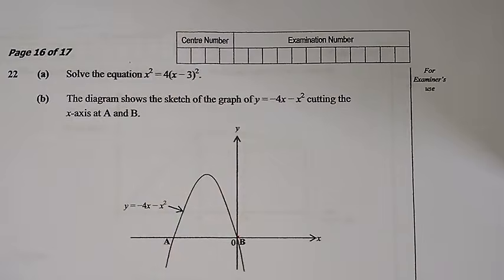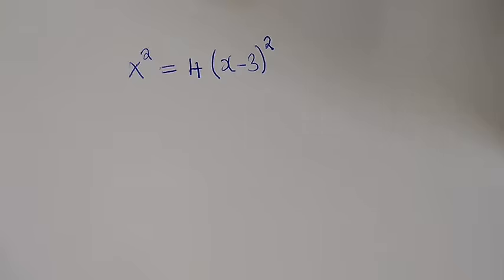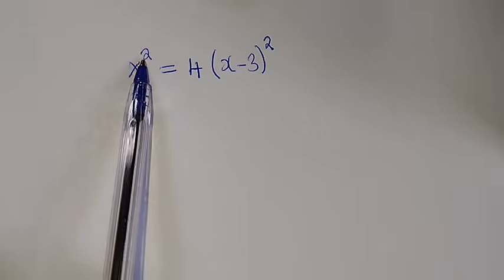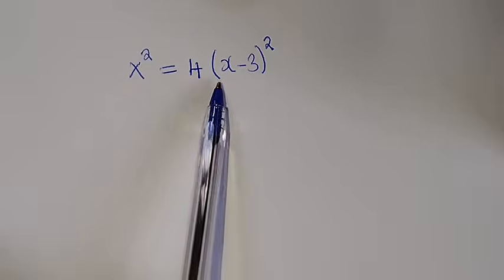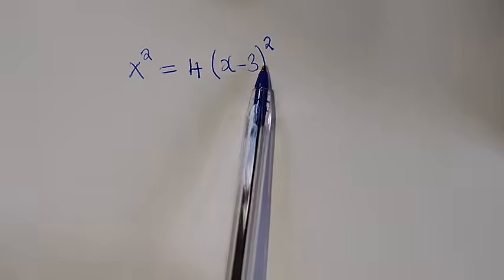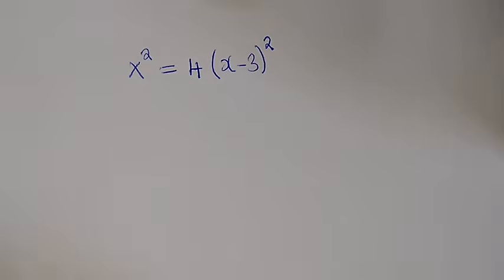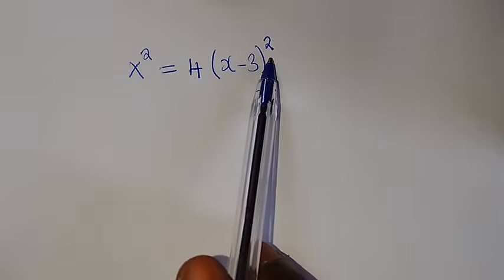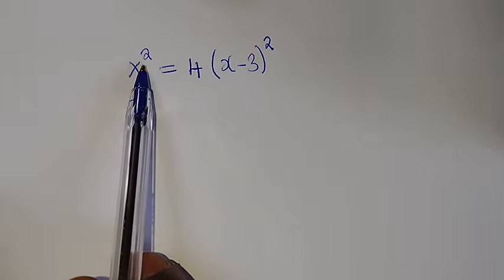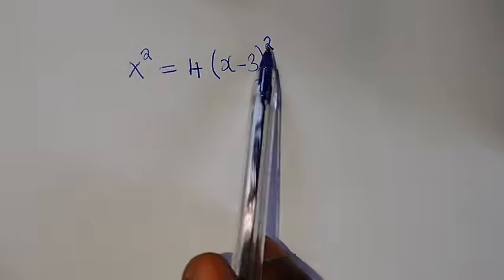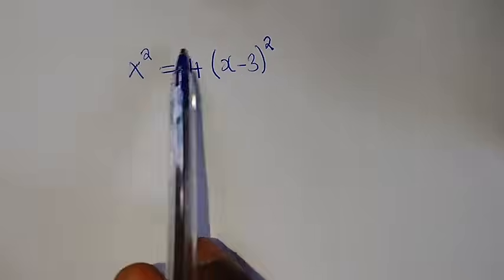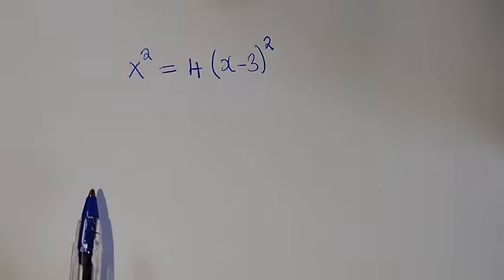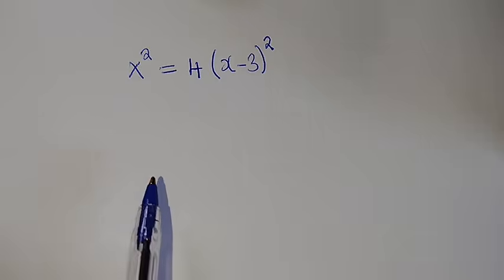Okay, so let's see how best we can answer this question. We have written the question: x squared is equal to 4, in brackets, x minus 3 squared. When you look at the question, we have the brackets which are squared, and we have the x squared. So we need to get rid of the squares right here. How do we get rid of the squares? We are going to introduce a square root on both sides of the equation.